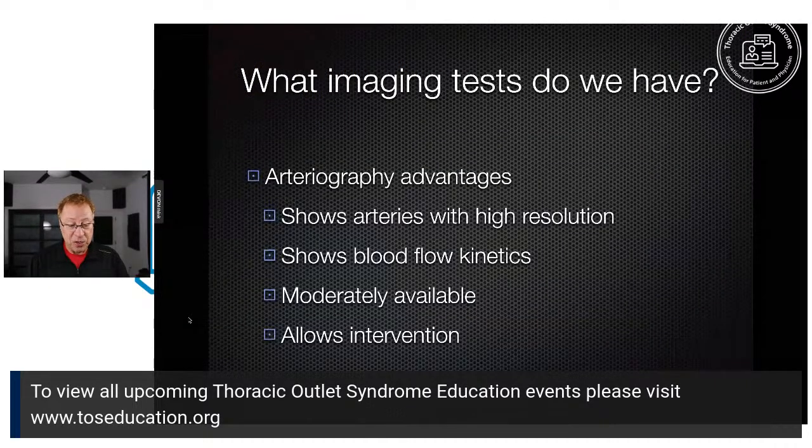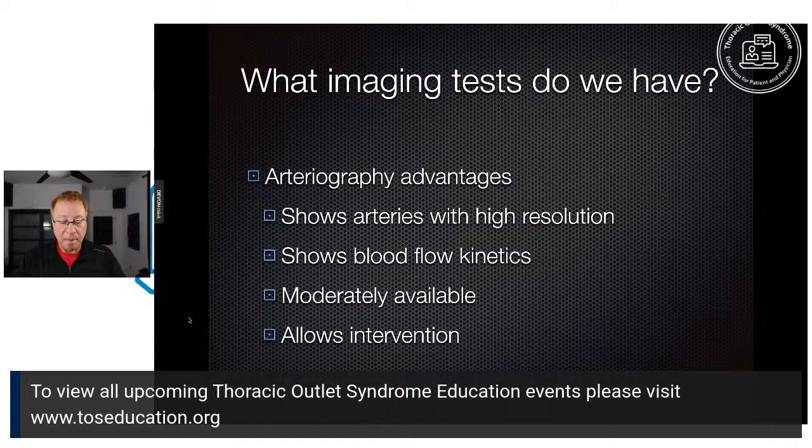So, advantages. Well, it shows arteries with high resolution. It shows blood flow kinetics, meaning how fast does the blood flow through a certain area. You can learn something by watching the blood flow. Is it fast? Is it slow? Is it turbulent? These things are moderately available, not in every place. You can't buy one of these kits at Walgreens, but most big hospitals have someone who can perform angiography.